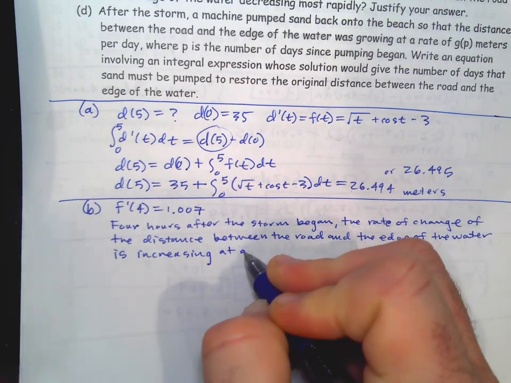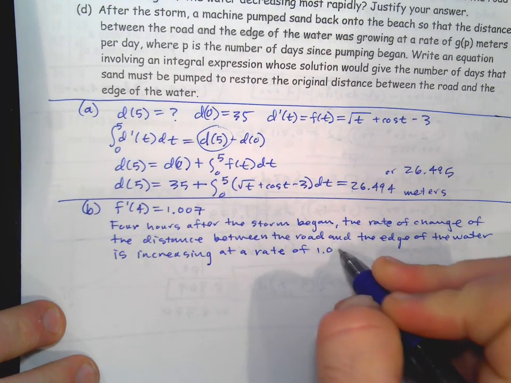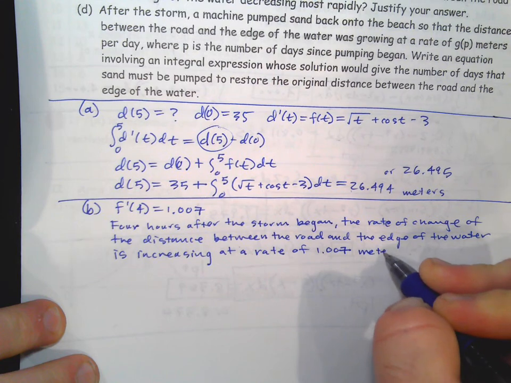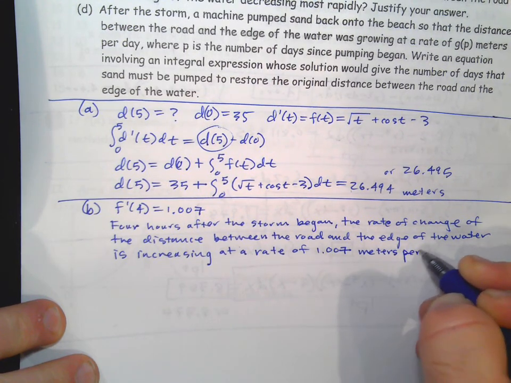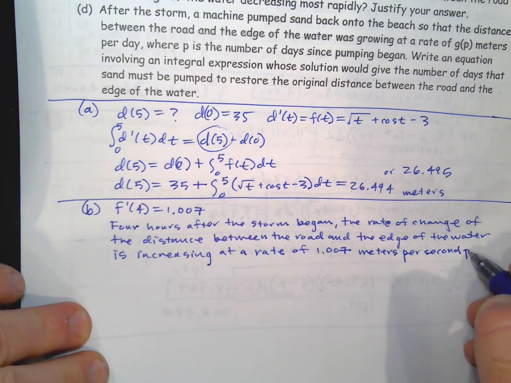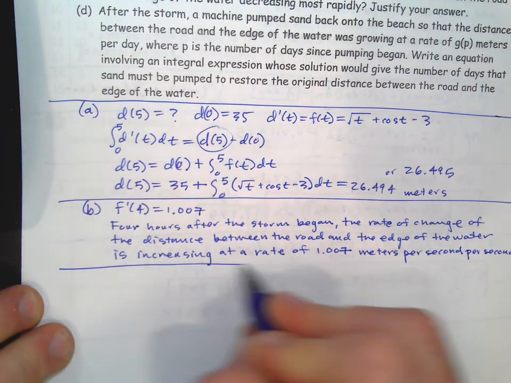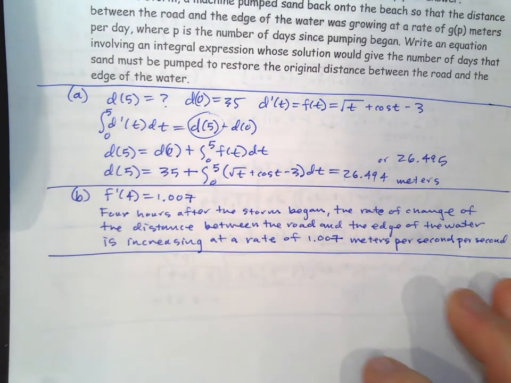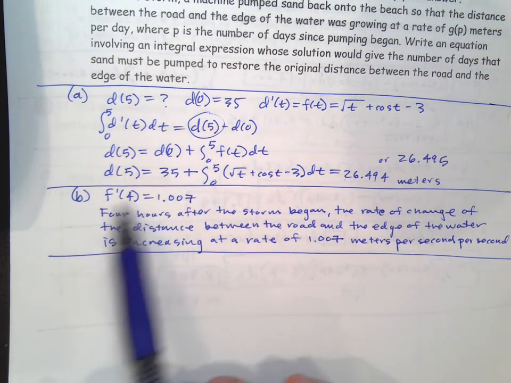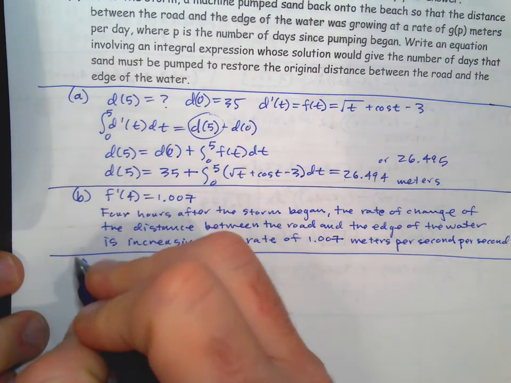at a rate of 1.007 meters per second, or meters per second squared. Got to put the units in here. That's part of it. I know it's meters per second because f was meters per second, and this is the derivative of f, so it's per time again. So it's another per second, kind of like acceleration.